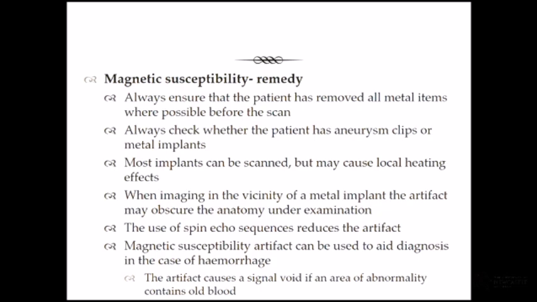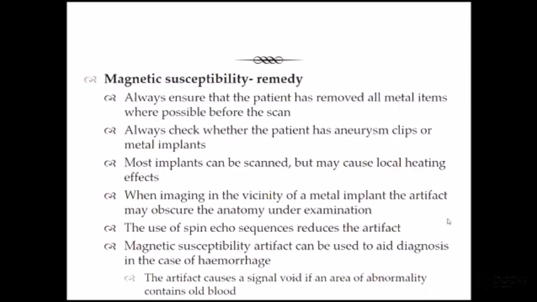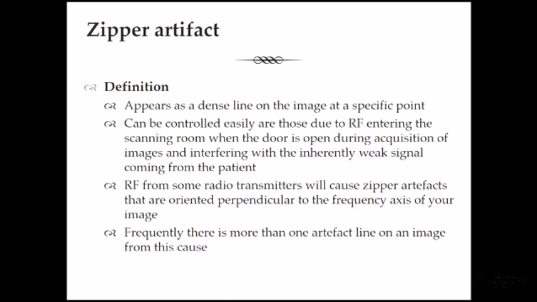When imaging in the vicinity of a metallic artefact, it may obscure the anatomy under examination. That's exactly what we see there. We can use particular sequences like spin echo sequences to try and reduce the artefact. And just remember that sometimes that artefact is also useful to us. As I said, seeing that artefact with a bleed in the brain can help us to know how many days ago that bleed occurred.